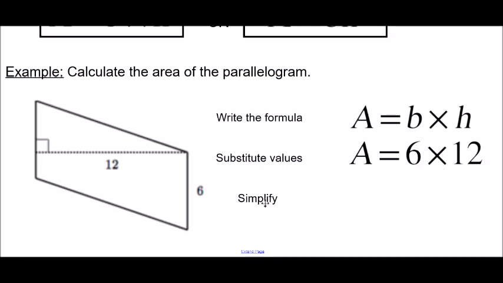The last step we're going to do is we're going to simplify. This is going to be doing any of the math that's left in our equation to determine what the area is. When I multiply 6 times 12, I get 72. So the area of my parallelogram is going to be 72.